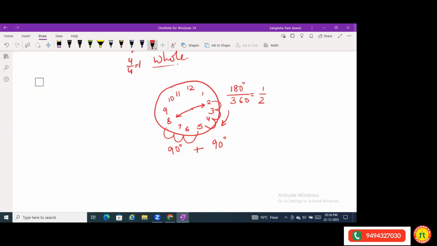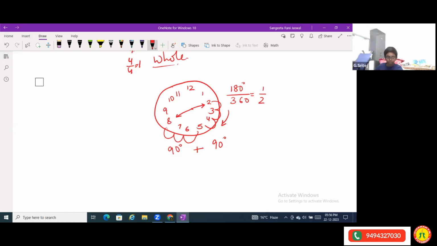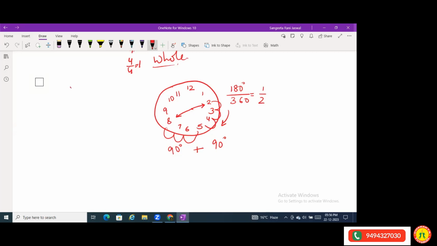Okay. And how do I say, no one asked me, why do I count these three gaps as 90 degrees? Nobody asked me this. Ma'am, because 90 degrees is equal to 15 minutes. 90 degrees, 15 minutes. Okay. Ma'am, can I say, ma'am, also, one gap is equal to 30 degrees, ma'am.